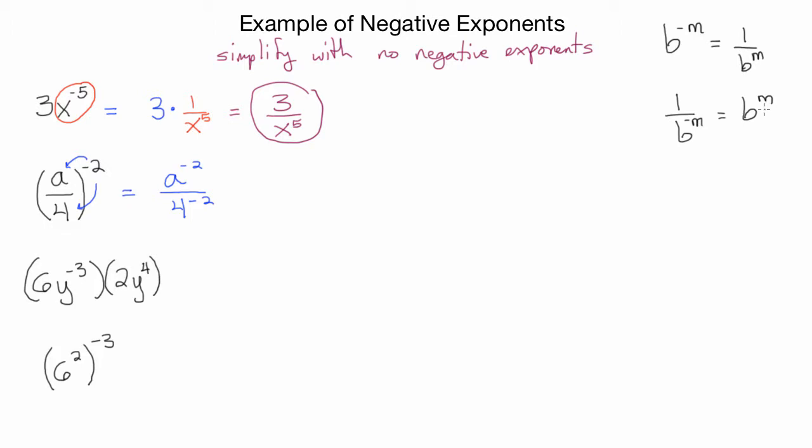So in this case, I'm going to write them out separately. The a to the negative 2 on top ends up turning into 1 divided by a to the positive 2, just like this one up here. But on the bottom, I have 4 to the negative 2 power. So that's considered 1 divided by 4 to the negative 2 power.